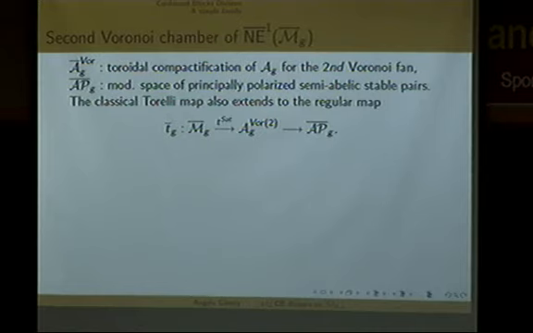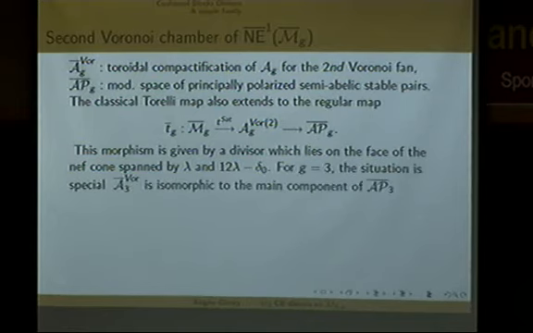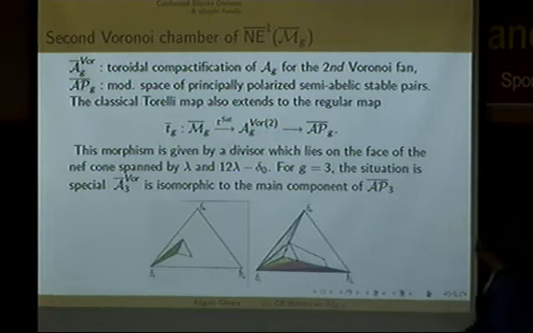That map, the second map, is a normalization over the main component of the moduli space. The main component is the component that actually contains AG. Okay, so this morphism is given by a divisor which lies on the face of the Nef cone spanned by two extremal rays. And so let me show you the picture for g equals 3. g equals 3 is special because these two moduli spaces are actually equal. And so this is what's going on.